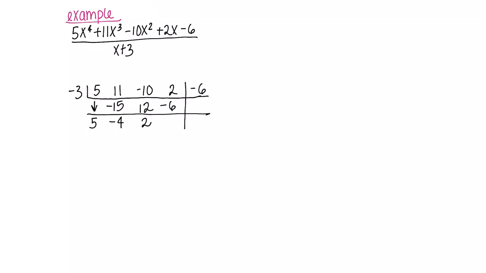2 minus 6 is negative 4. Negative 4 times negative 3 is positive 12. Negative 6 plus 12 is positive 6. My original polynomial started with a degree 4, so my quotient is going to start with a degree 3. So 5x cubed minus 4x squared plus 2x minus 4 plus 6 over x plus 3. Because remember, this guy right here is the remainder.